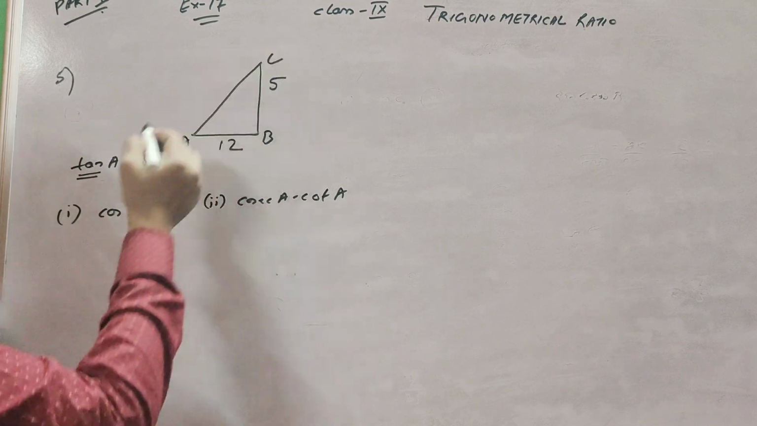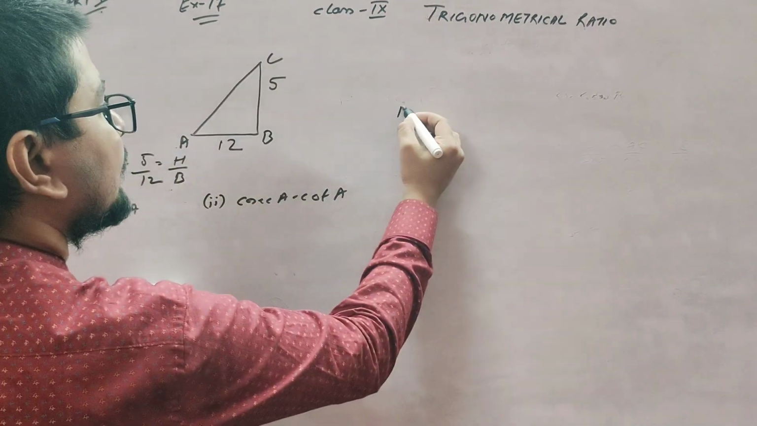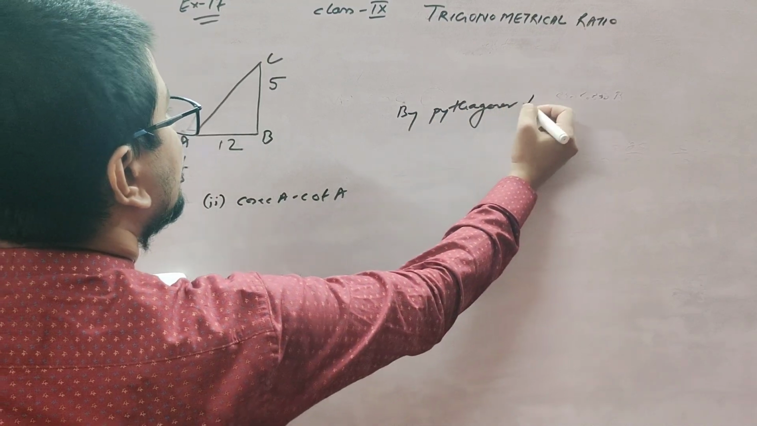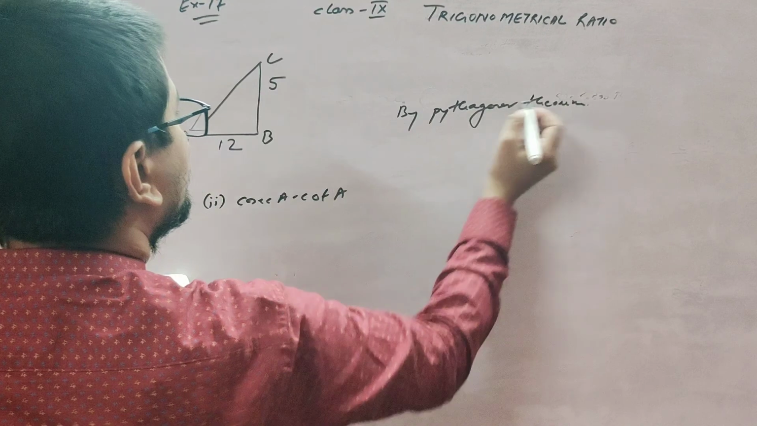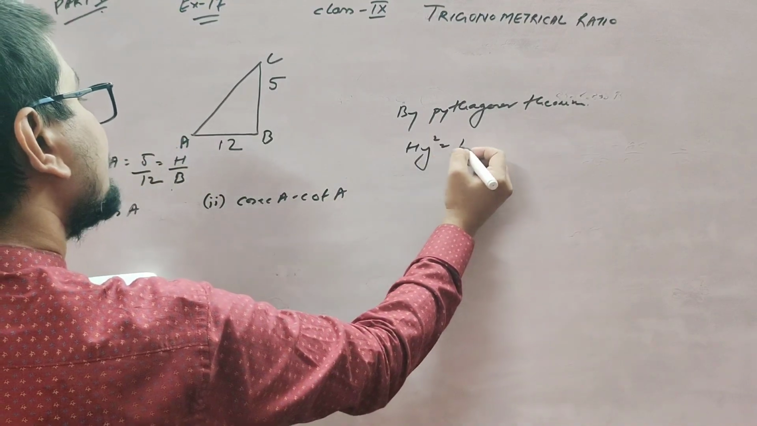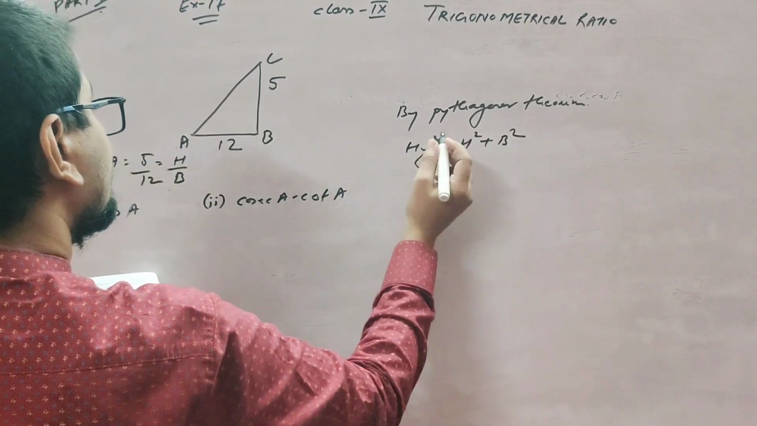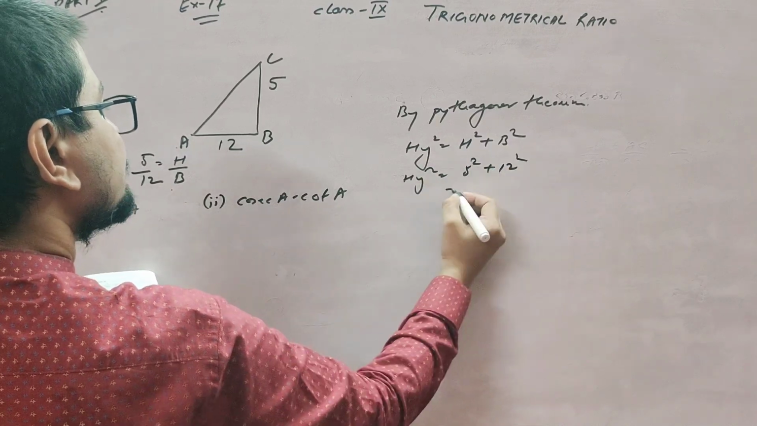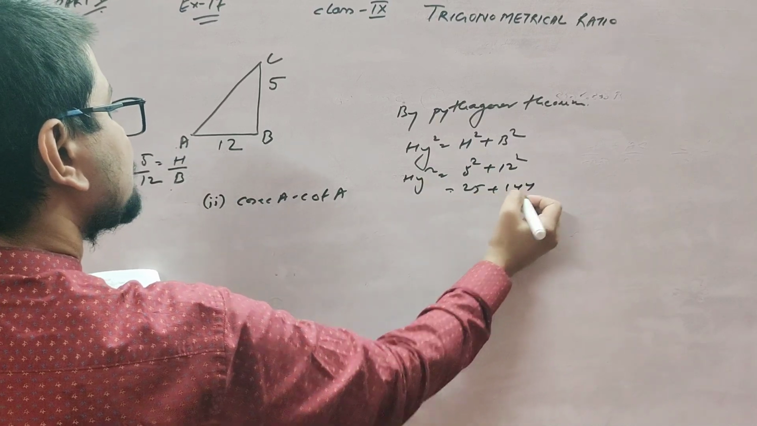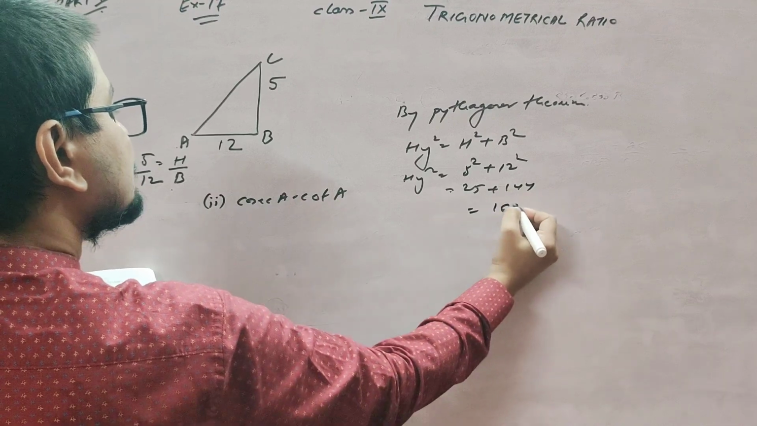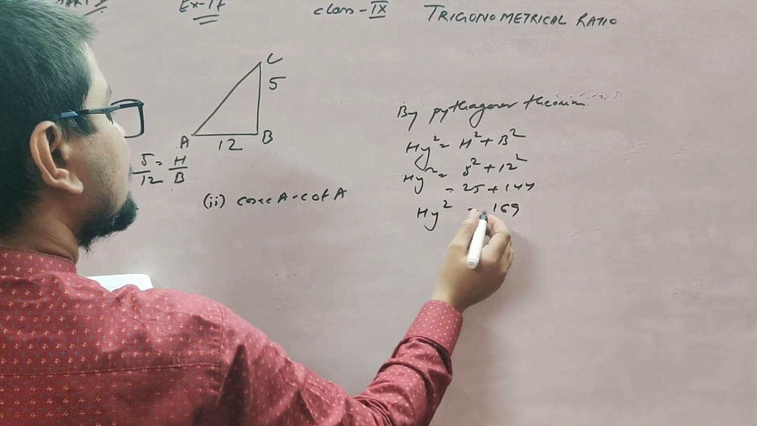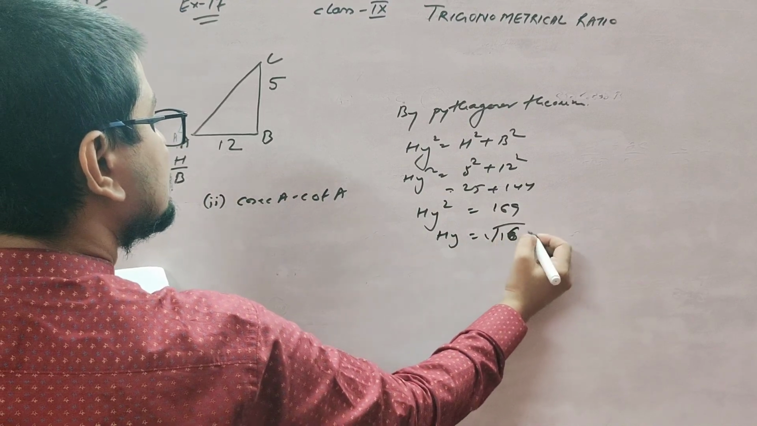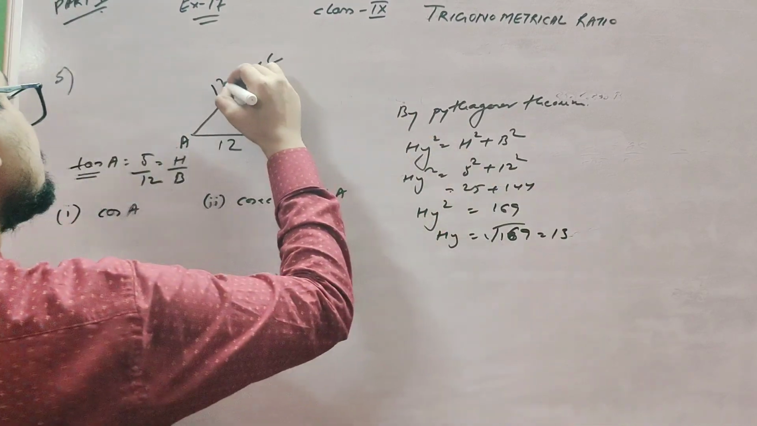First of all, you calculate the hypotenuse by the Pythagoras theorem. We know that hypotenuse square equals height square plus base square. Hypotenuse we don't know, height is 5 square and base is 12 square. So this is 25 plus 144, that is 169. So hypotenuse square equals 169, so hypotenuse is root under 169, that is 13.